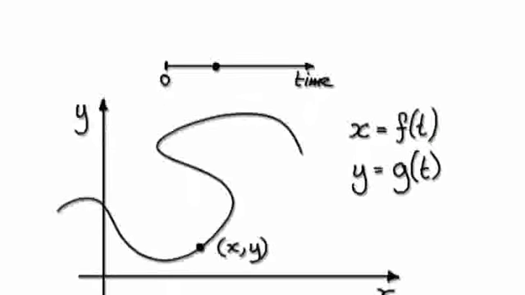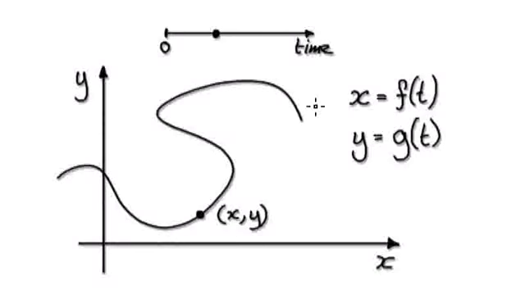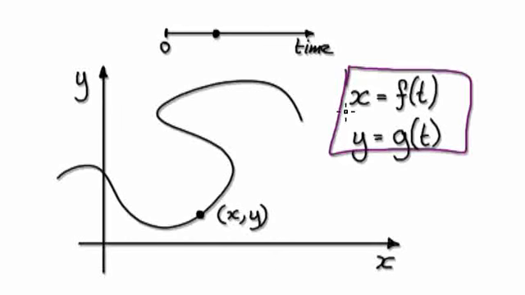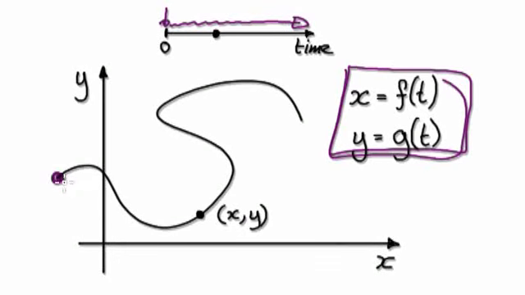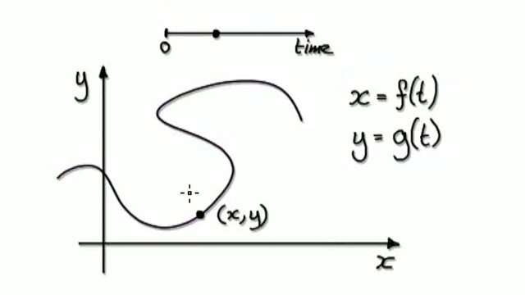In this video, we're going to try and find the derivative of parametric curves. So let's say you've been given these parametric equations, and let's say the particle starts here at time 0. As you increase time, the particle will move along this path. So let's say the particle is currently here at time t.